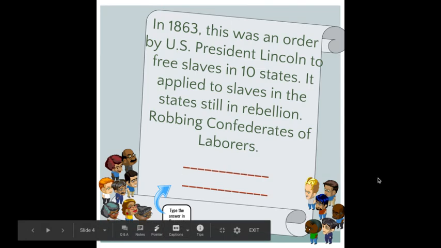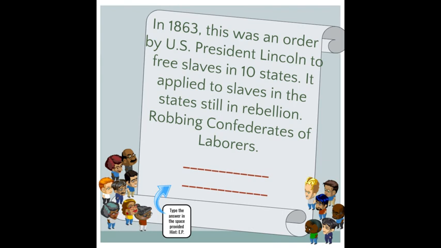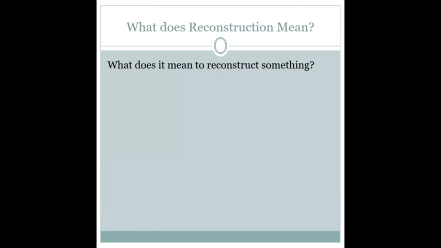Okay. And what you need to understand is the 13th Amendment doesn't come until the end of the Civil War, and that's abolishing slavery. The Emancipation Proclamation only abolished slavery in the South. Make sure you understand the difference. So I want you to, in just a second, pause the video, and I want you to think what does it mean to reconstruct something?